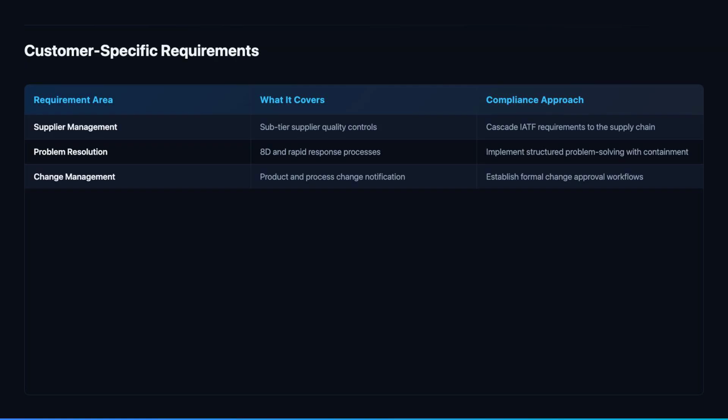Every change to product or process must be formally evaluated and approved before implementation. Complete traceability from raw material to finished product ensures we can respond quickly to any quality issue.